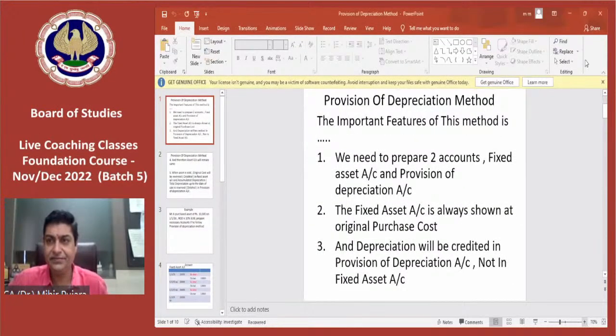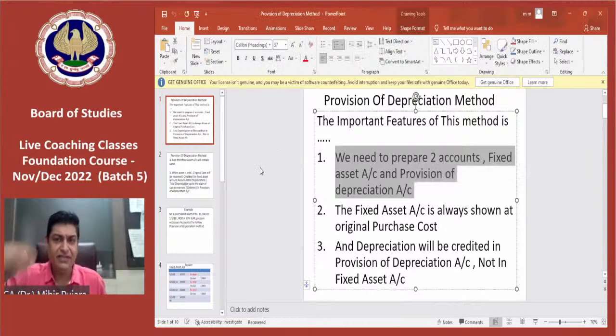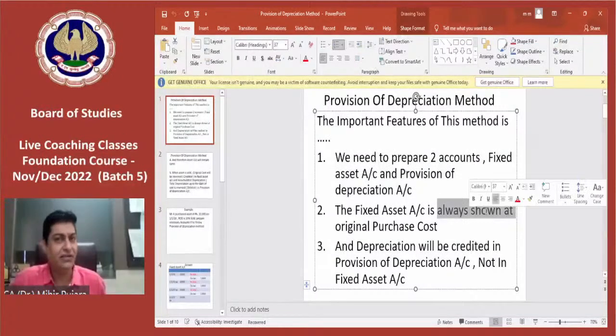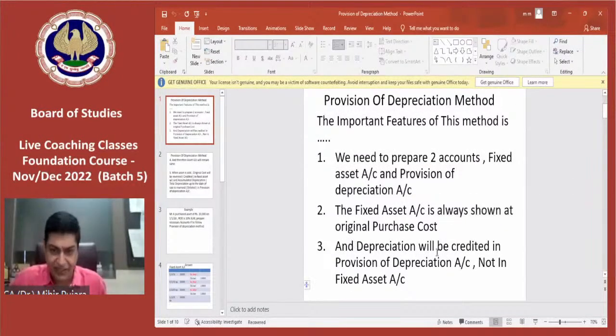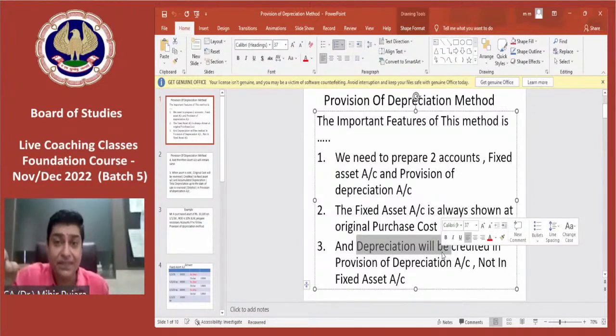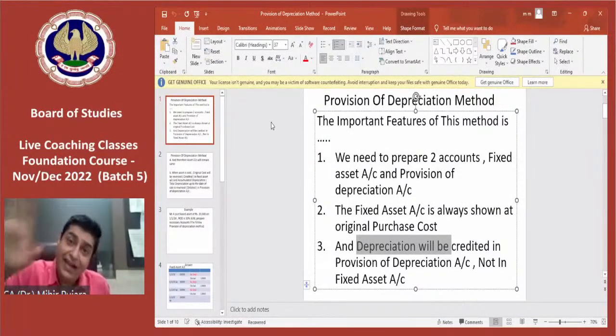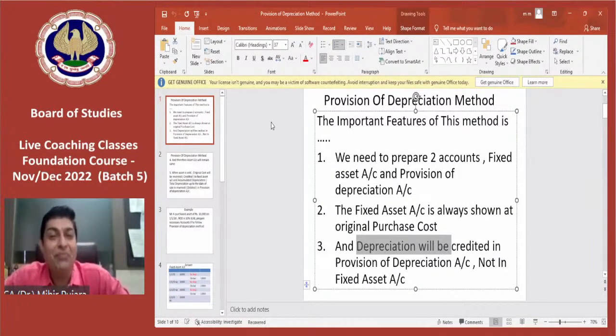Yes guys, right? Provision of depreciation method, the important feature is, first we need to prepare two ledgers. First is a fixed asset. Second is a provision of depreciation. What is the feature? The fixed asset is always shown at the original cost, and depreciation will be credited not in the FA account, but in the provision of depreciation account.